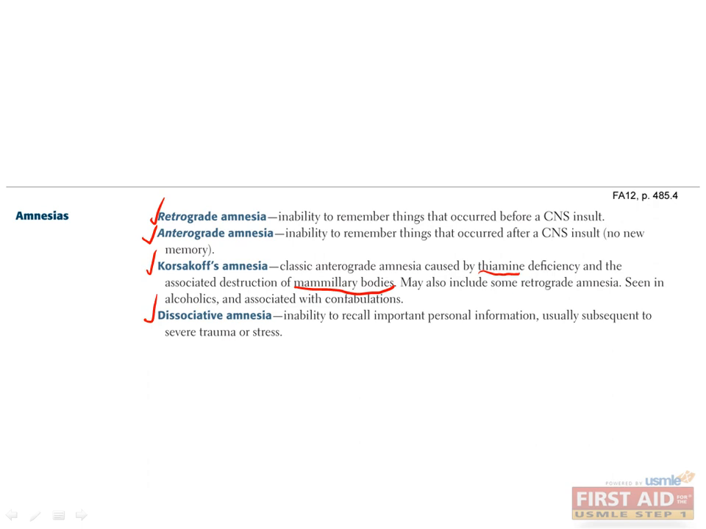Dissociative amnesia refers to an inability to recall important personal information, usually following trauma or stress. This is similar to dissociation, one of the immature defense mechanisms mentioned earlier, but differs in that it includes memory loss.